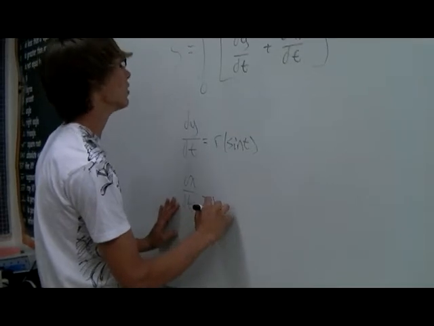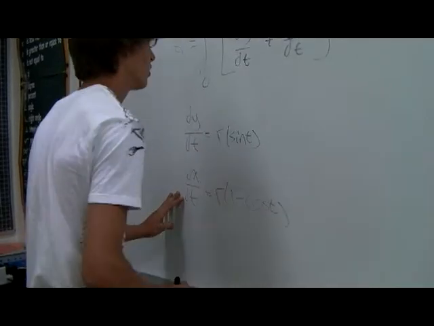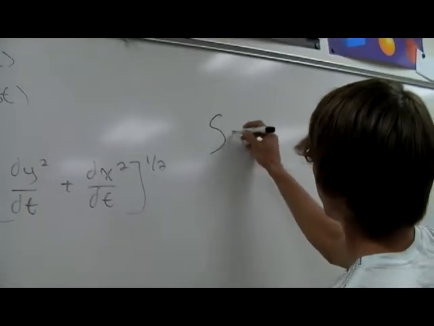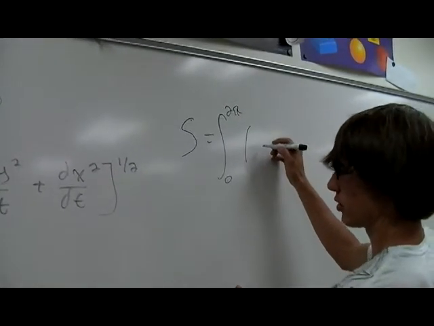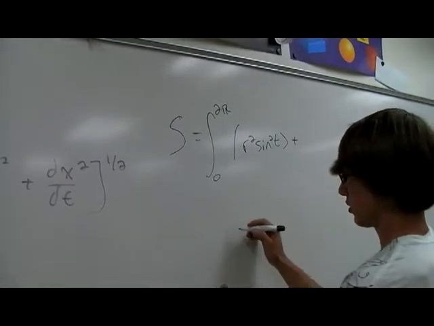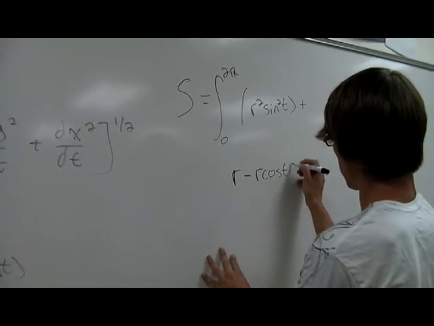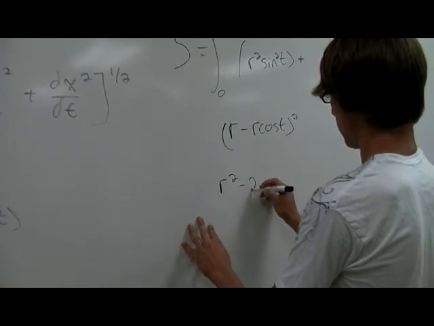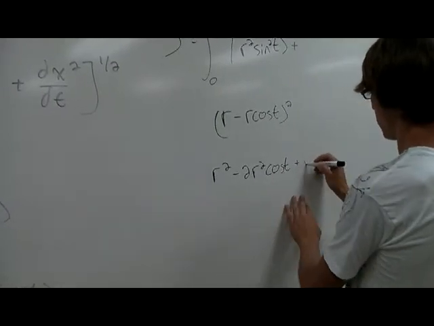So we take the x equation, find the derivative of that, then we take the y equation, find the derivative of that, and then plug them into change in y squared plus change in x squared. Here I am multiplying out the r minus r cosine quantity squared.